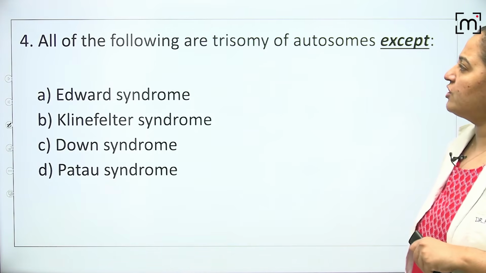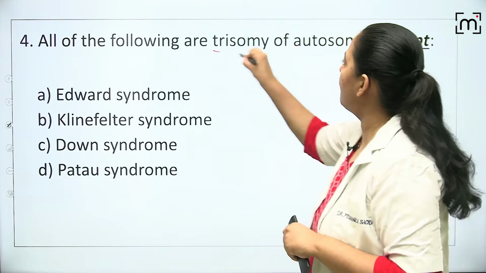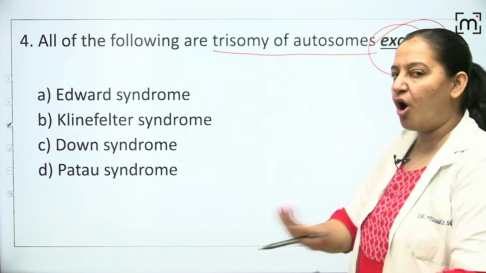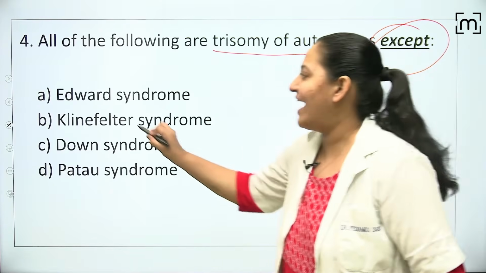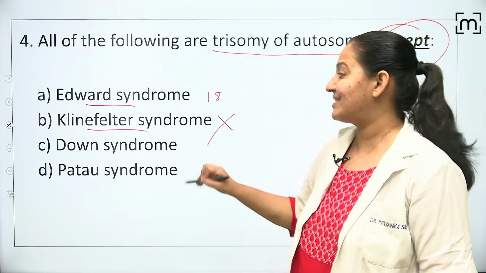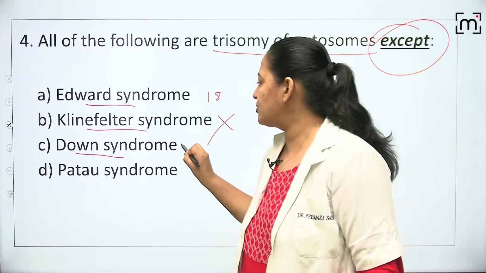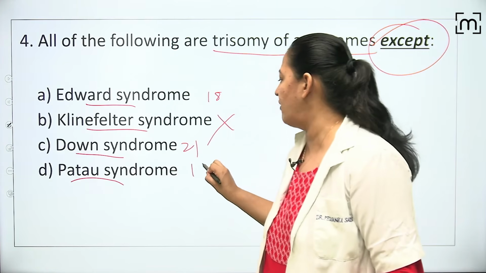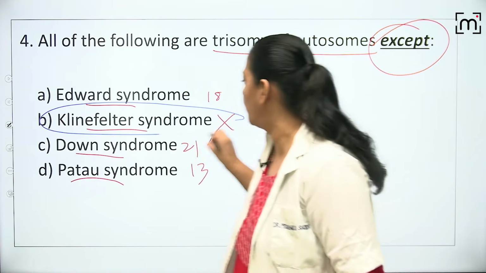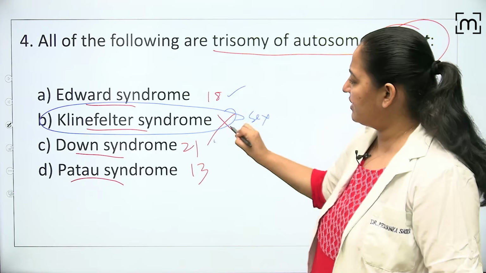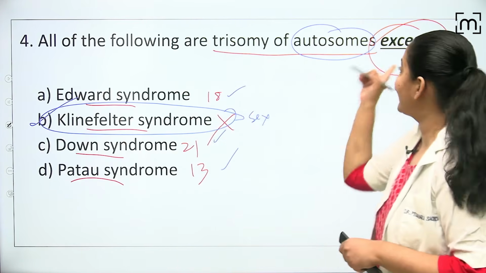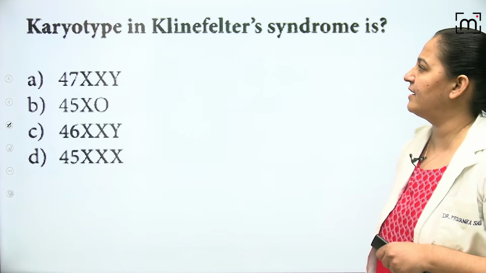This is the next question. All of the following are trisomies of autosome except. I am asking except in the question. So which of the following is not a trisomy of autosome? Edward is trisomy of chromosome number 18. Klinefelter is trisomy of chromosome X. Extra X is present. Down is trisomy of 21. And Patau is trisomy of 13. So only Klinefelter belongs to sex chromosome and the rest, 18, 13, 21, belong to autosomes. That's why I will go with B as the answer because except is asked in the question. So the correct answer here is B.